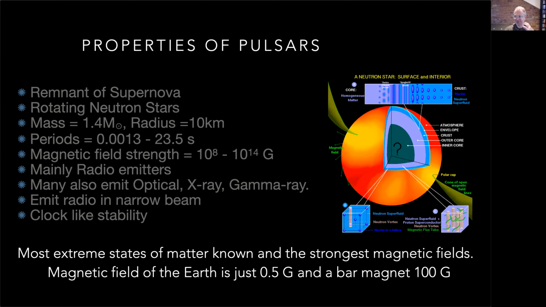And the magnetic field strength that I mentioned, something like 10 to the 8 to 10 to the 14 Gauss, can be compared to common magnetic fields we know about, which are the magnetic field of the Earth, which is around about half a Gauss, or a bar magnet, which has a magnetic field strength of around 100 Gauss. So you might have used one of these bar magnets in experiments in class or at university, for example.